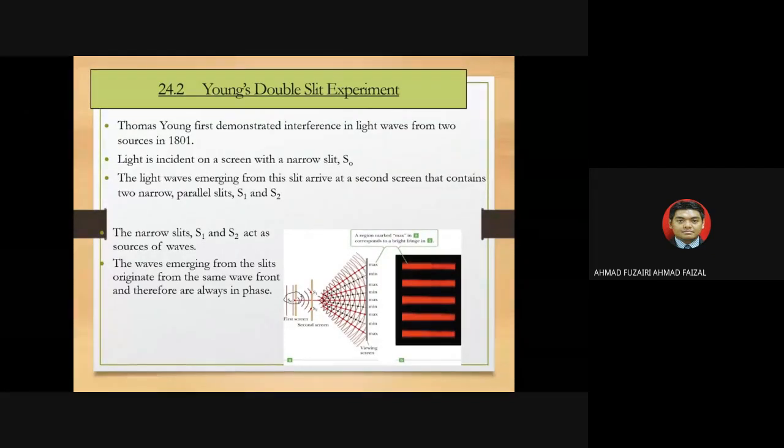The light wave emerging from this slit arrives at the second screen that contains two narrow parallel slits S1 and S2. The narrow slits S1 and S2 act as sources of waves. The waves emerging from the slits originate from the same wave front and are therefore always in phase.